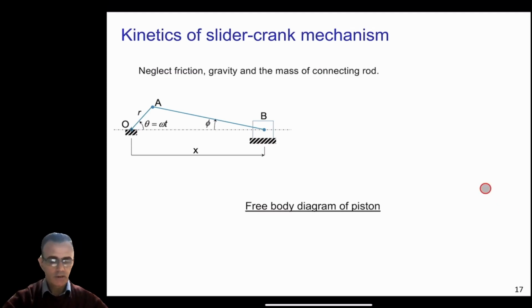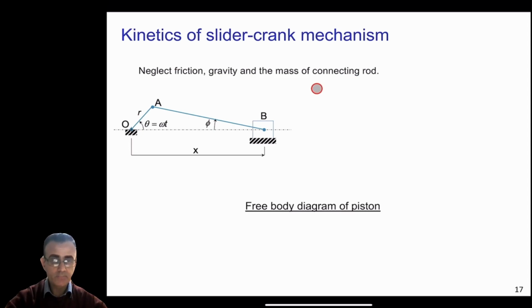Okay, so now we will discuss the kinetics of the slider crank mechanism. In this case, this is again the same diagram. Now to discuss kinetics, we will neglect friction between the cylinder and piston. We will also neglect gravity, so this means that there will be no gravitational force here. And again, we will assume that the mass of the connecting rod is zero, so we will neglect the mass of the connecting rod.